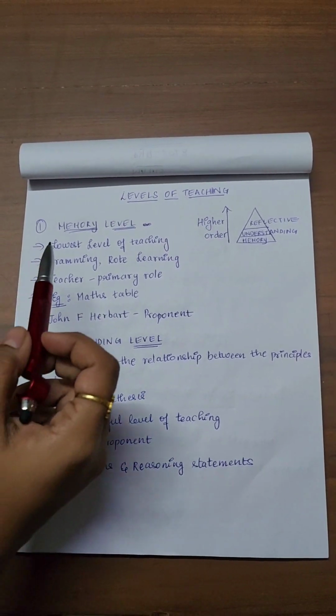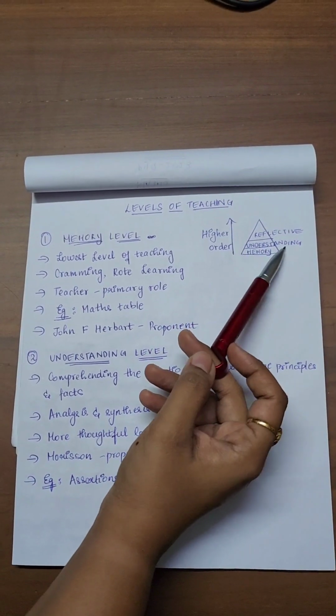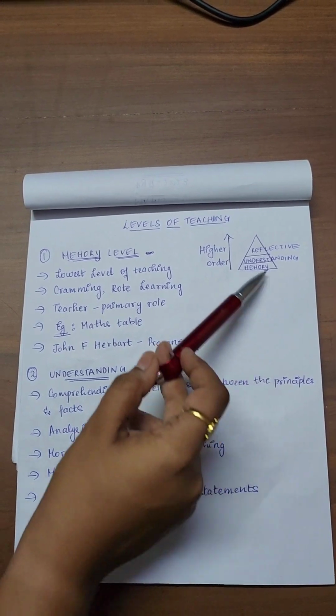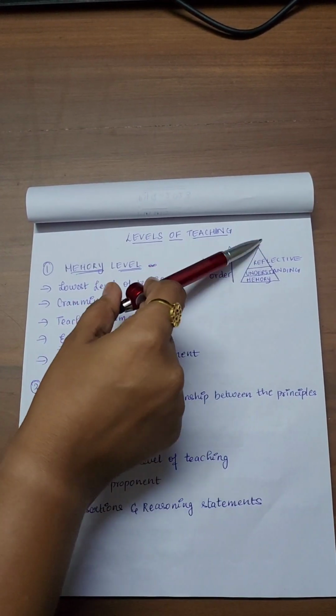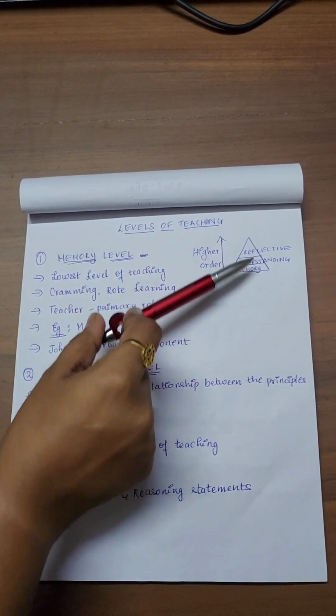Hello learners, today we will see levels of teaching under teaching aptitude, and it's an important topic. This is a pyramid. It starts with memory level, then comes the understanding, then comes the reflective. It goes in the higher order from memory to reflective.